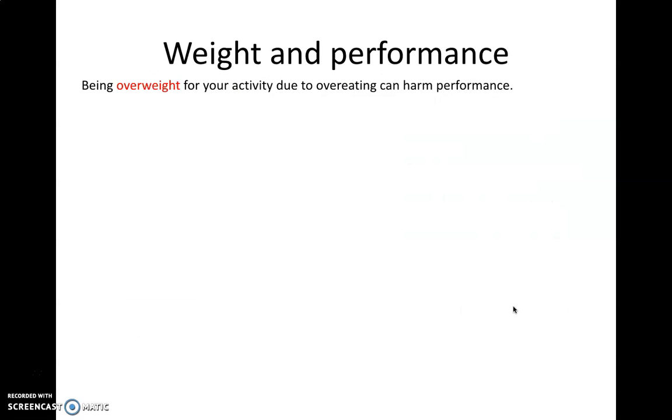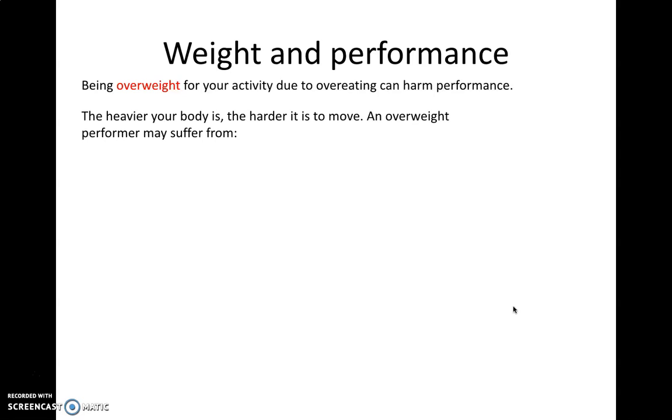So we skip through that. So how does weight affect performance? Being overweight for your activity due to overeating and having an abnormal amount of body percentage being fat can harm your performance. The heavier your body is, the harder it is to move. So someone who's overweight in sport or exercise may struggle with reduced stamina, as they have more weight to carry, they might not be able to carry on for as long.